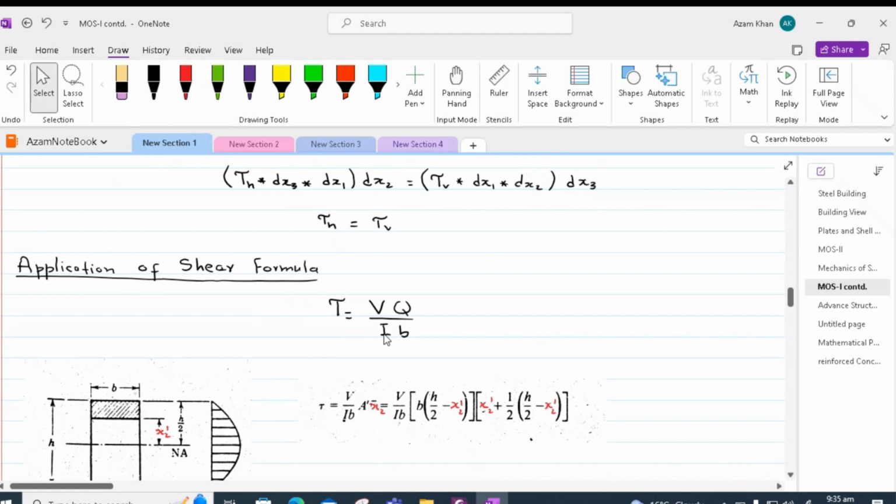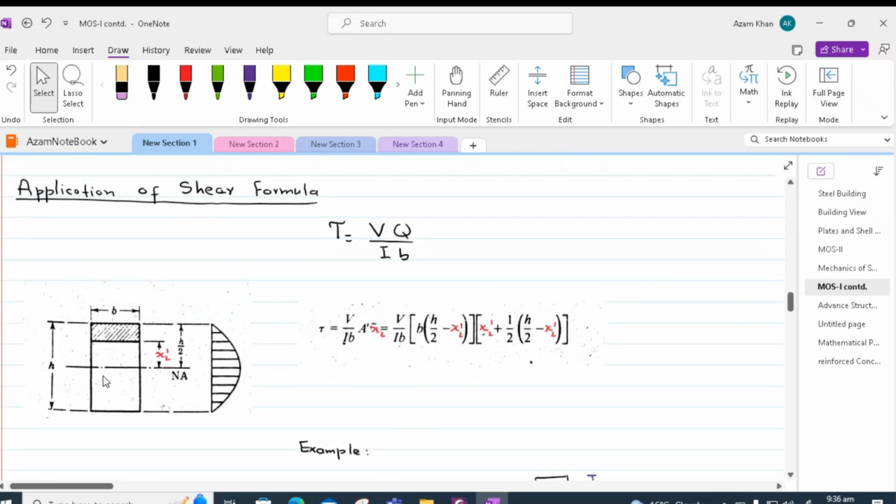So I is the moment of inertia, which is BH cubed by 12. B is the width of the beam, which is constant B. And then we have the first moment of area, which is Q, and Q is A y bar. So if our portion of interest, which is shown hatched, is at a distance x1 from the neutral axis, and the top dimension of this region of interest is at a distance h by 2 from the neutral axis, we can easily find out the area of this block, which is B times h by 2 minus x1.